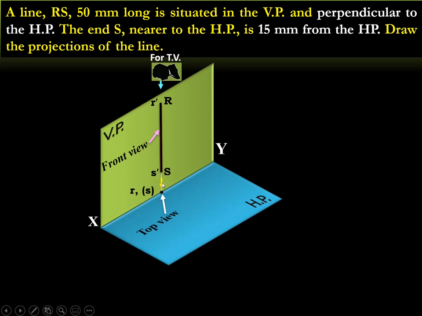Since the line capital RS is situated in the vertical plane, its top view will be obtained on the XY line itself. We can also observe that point S is facing the horizontal plane and it becomes a hidden point to the observer. So the top view point S must be denoted within brackets.